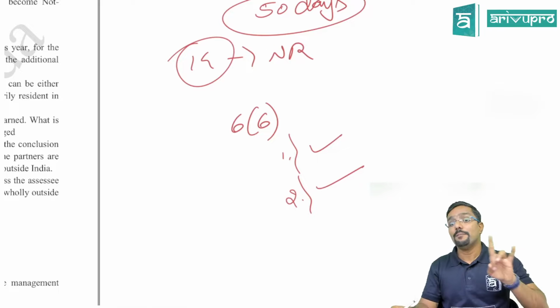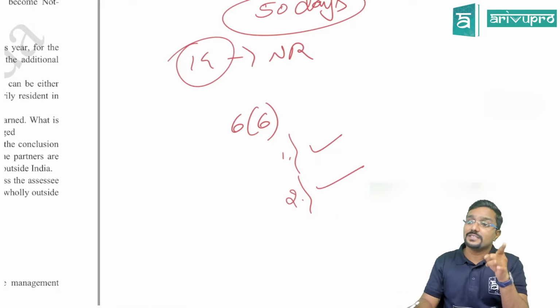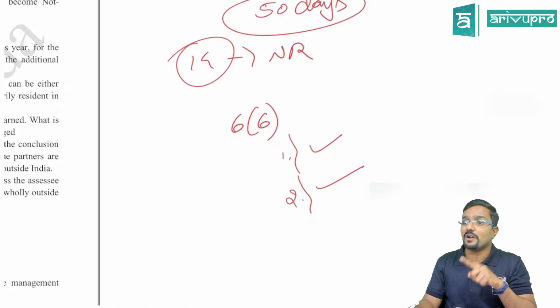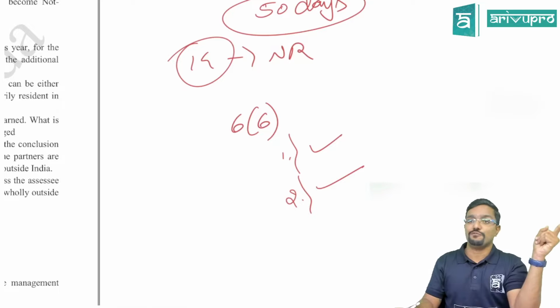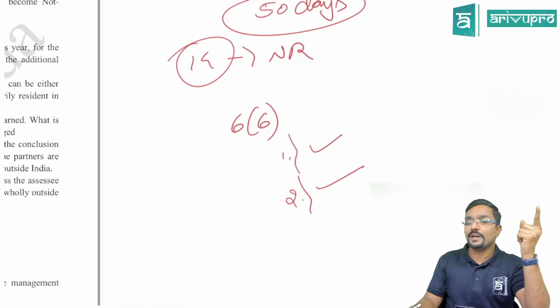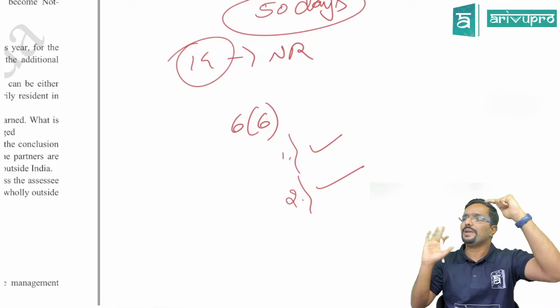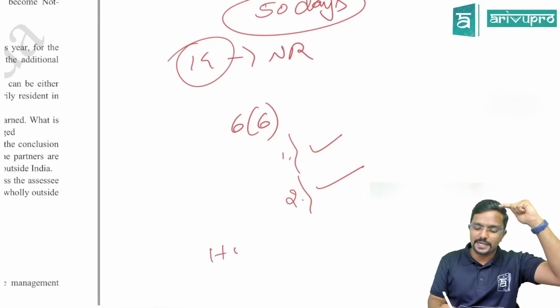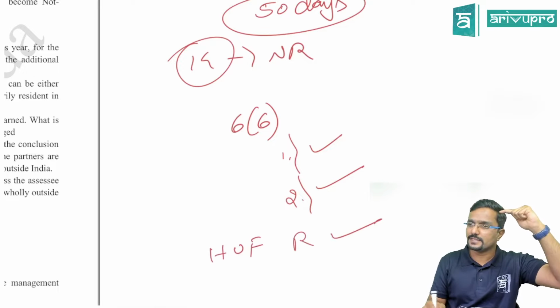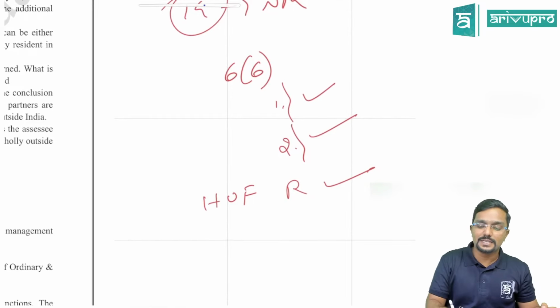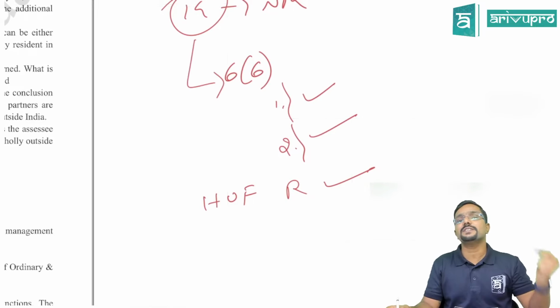Yes, sir. But when Karta is non-resident, we will not go and check whether he is ordinary or not ordinary. But when it comes to HUF, okay, first step for HUF is what? Control and management. Where is it? So assuming control and management of HUF is in India, so they are resident. Yes, sir. Then we need to check whether Karta is satisfying both the conditions given under section 6.6.